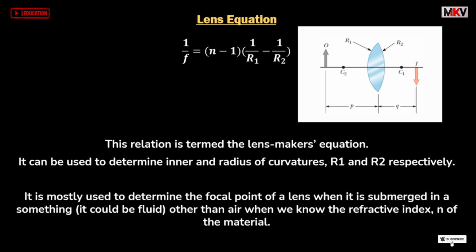It is mostly used to determine the focal point of a lens when it is submerged into a medium. Specifically, we consider a fluid. If we submerge the lens into a fluid other than air, so we don't consider air in this part, let's say water, we use this equation to find the focal length of the lens in that water when light passes through it. Since we know the refractive index of the material and the refractive index of the lens as well, we can find the focal point of the lens in that fluid.